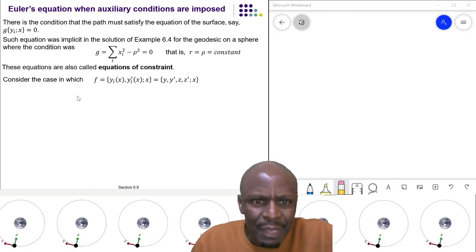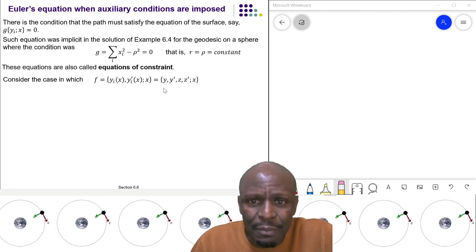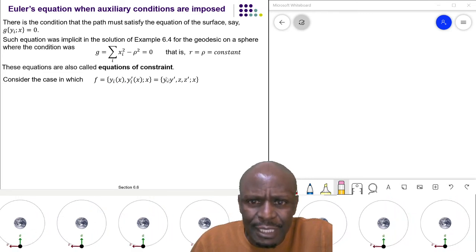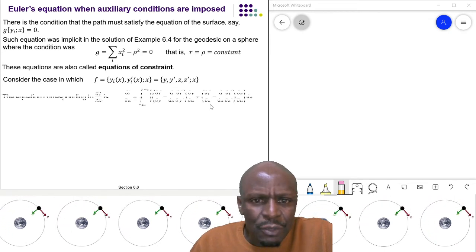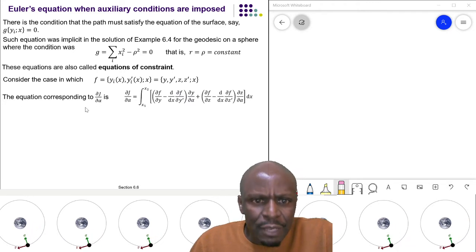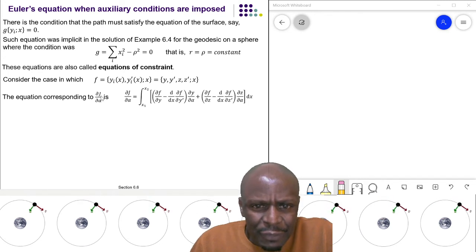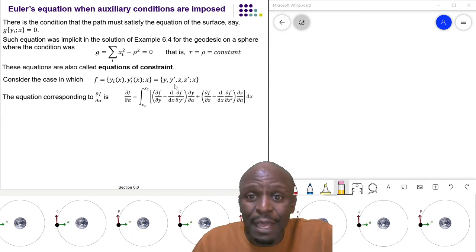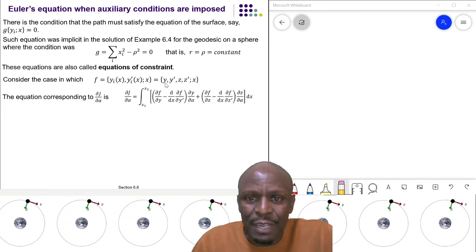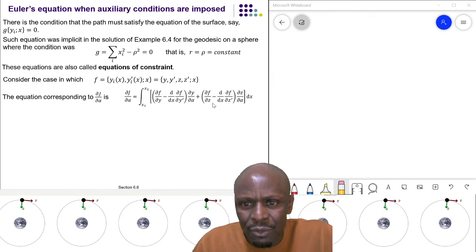Now, consider the case in which this function is a function of many variables. For example, f depends on y, y prime and z prime. In that case, the equation corresponding to the derivative of J with respect to alpha is going to be given by this equation here. We just apply what we have done previously, because previously it was only y, but now we also have z. Therefore, it must have the addition of the terms with respect to z.